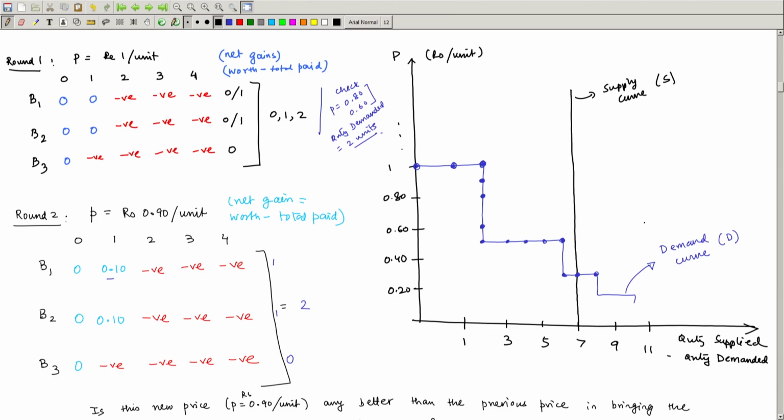It tells us that when buyers are deciding what quantity they want to buy, which is their individual quantity demanded, they are computing the net gain, which is the worth minus the total paid. When we get that information and aggregate it across all the buyers, we get the total quantity demanded.